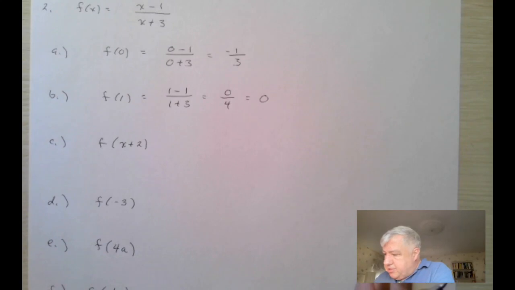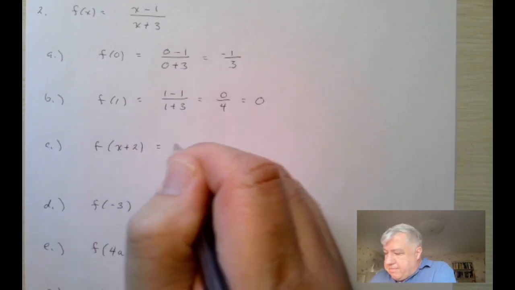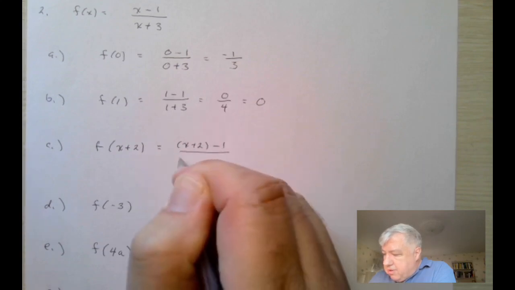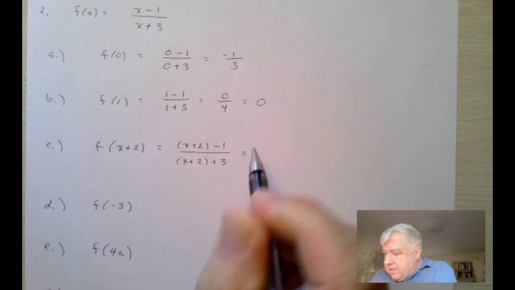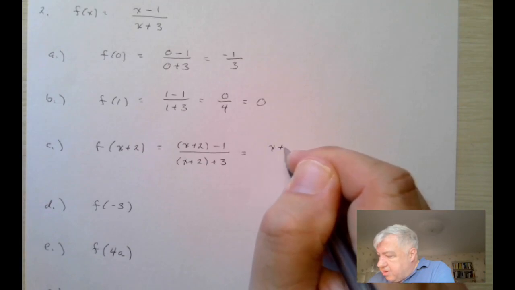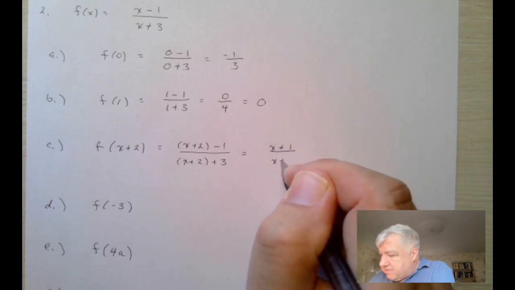f of x plus 2, do the same. This is an algebraic expression, but we do the same substitution. x plus 2 minus 1 over x plus 2 plus 3. And x plus 2 minus 1 is x plus 1, and 2 plus 3 is 5, so this would be x plus 1 over x plus 5.